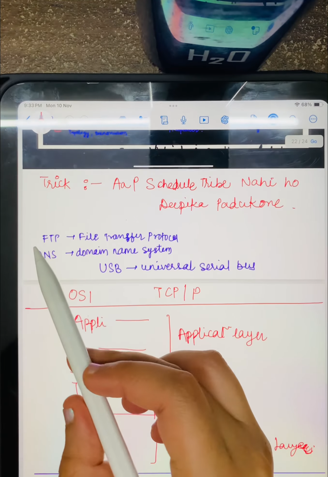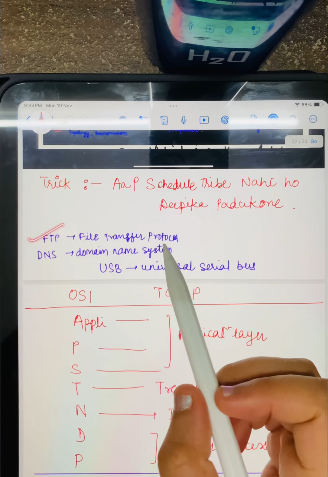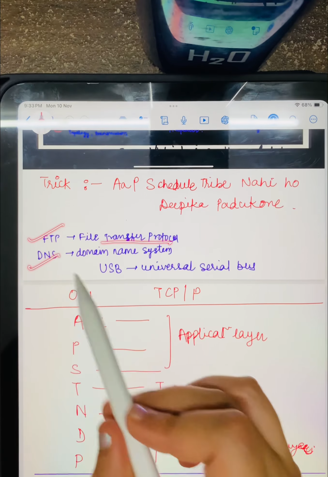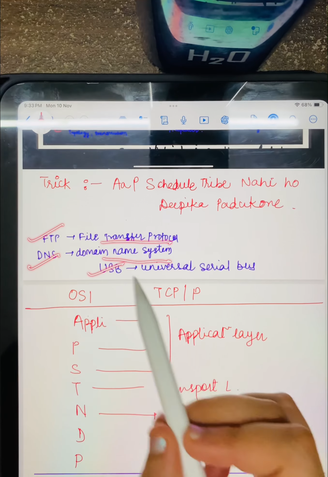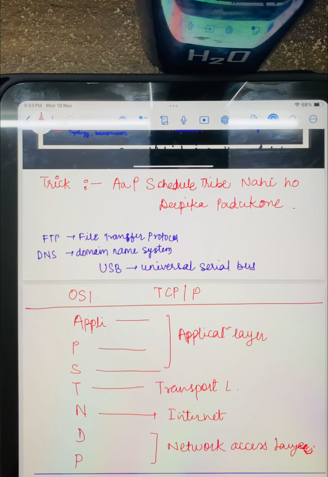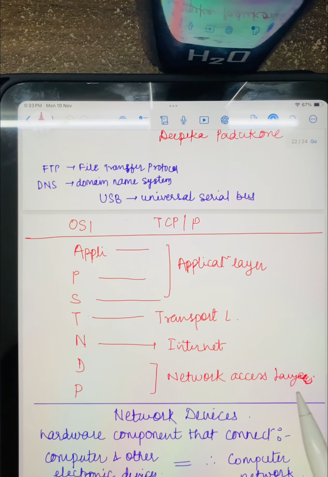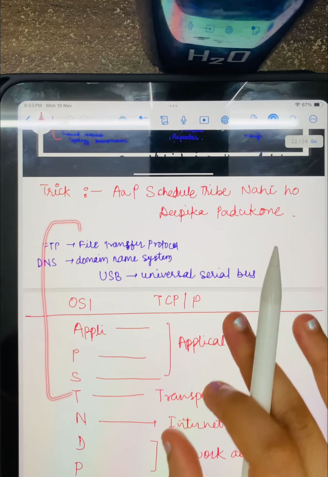So some of the short forms, because it is widely used. FTP, file transfer protocol. DNS is domain name system. USB is universal serial bus. I've just written it again. This is the same table.